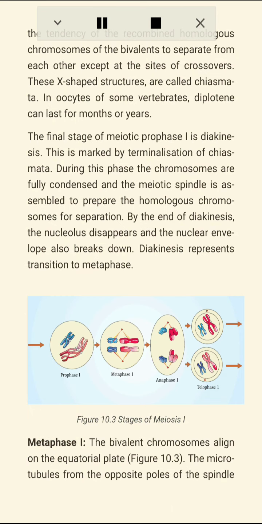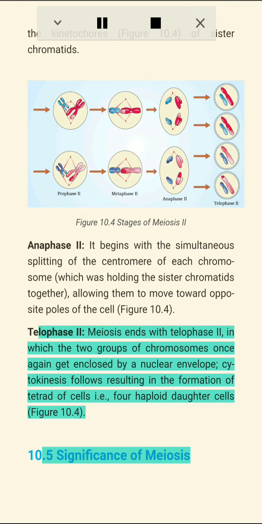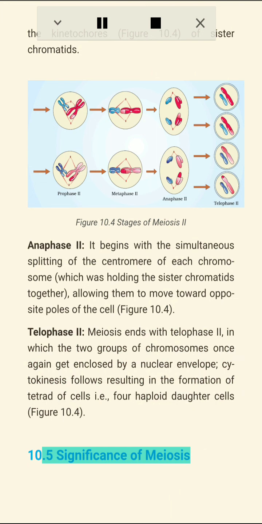Anaphase Two. It begins with the simultaneous splitting of the centromere of each chromosome, which was holding the sister chromatids together, allowing them to move toward opposite poles of the cell. Telophase Two. Meiosis ends with Telophase Two, in which the two groups of chromosomes once again get enclosed by a nuclear envelope. Cytokinesis follows, resulting in the formation of a tetrad of cells, i.e., 4 haploid daughter cells.